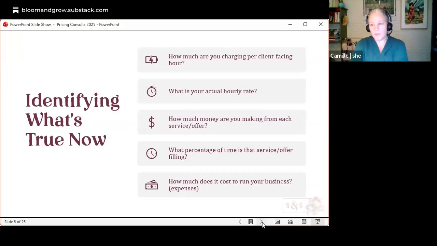You may not know these numbers right now, but I want you to find them out as you make pricing decisions. Hopefully you know how much you're charging hourly per client-facing hour. So ideally, if you have a 60-minute visit, how much is the client paying for that? You should know that number, hopefully. Or if you have a 30-minute follow-up, then you would just double that.